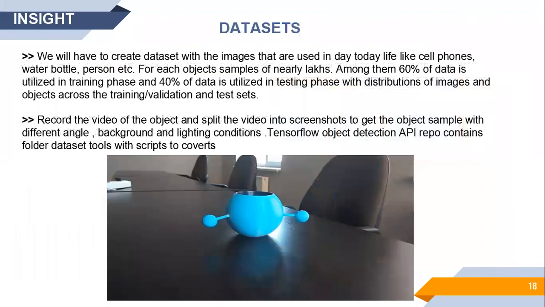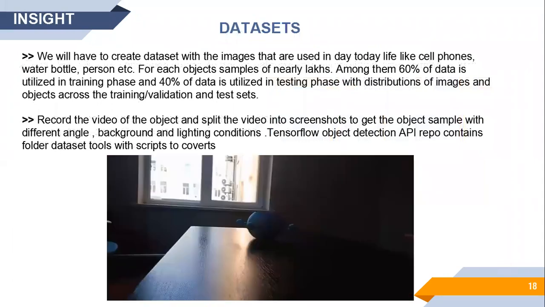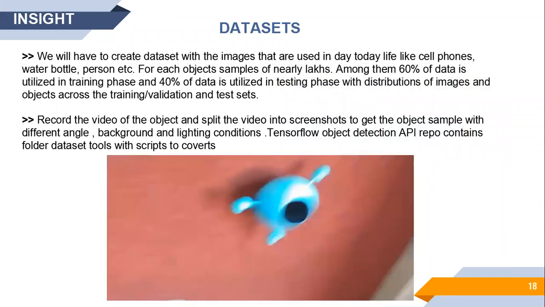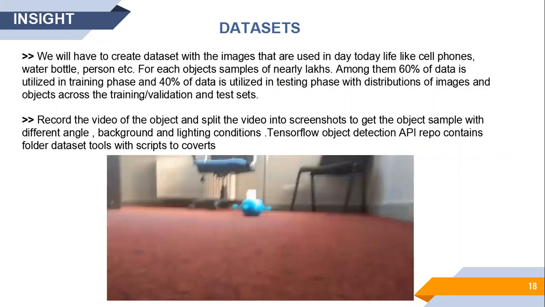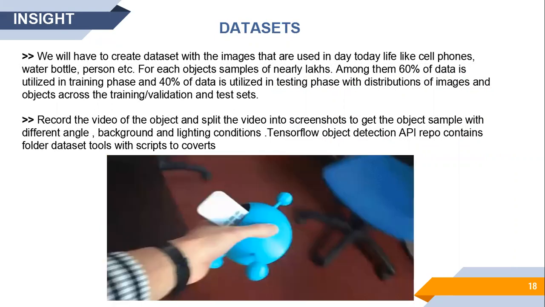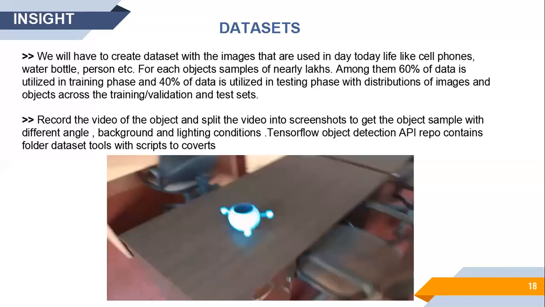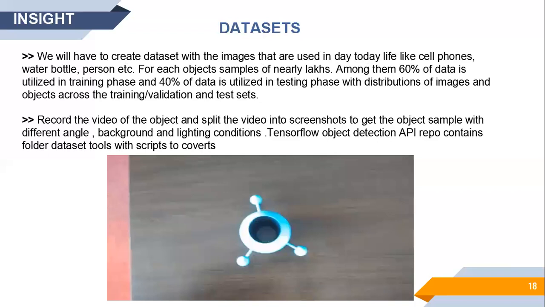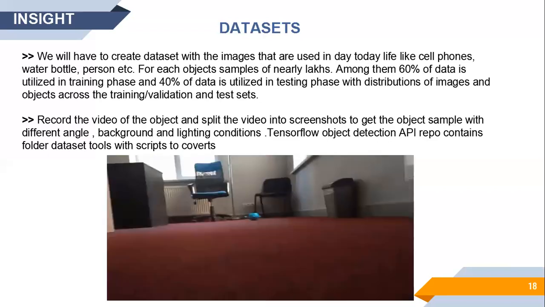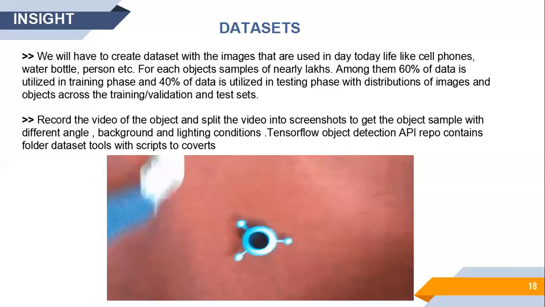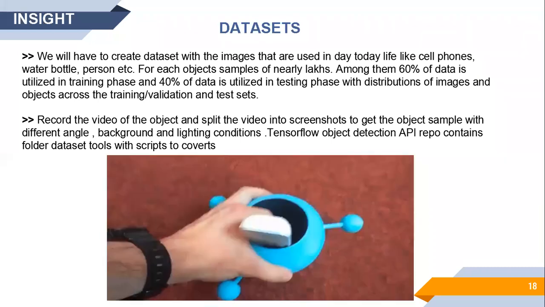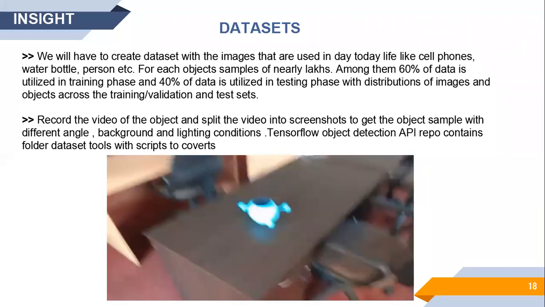So next, data sets. We take pictures in different light conditions. We make a video and convert it into snapshots, and then it is converted into data sets. As you see in the GIF file, the pictures are taken at different angles and different light conditions. It is taken as a video, and snapshots are converted. This is done in the testing phase.